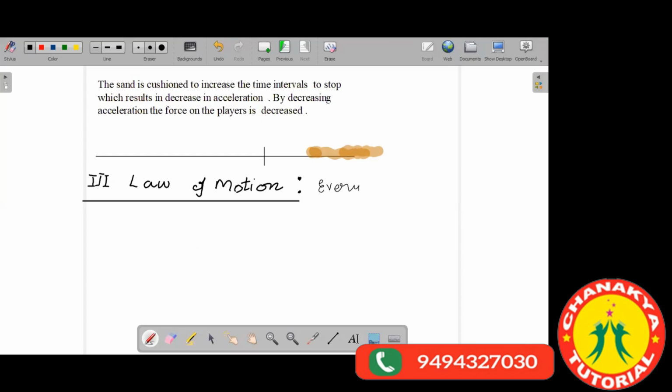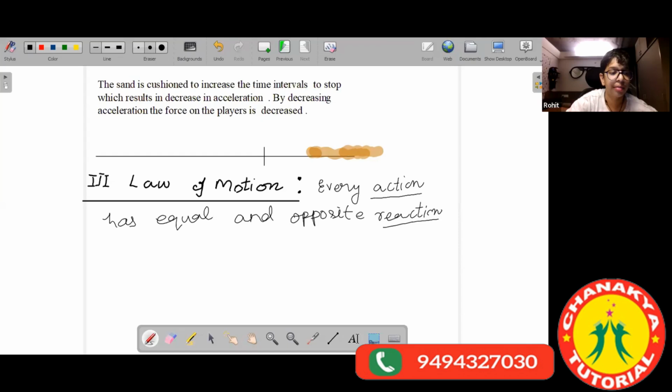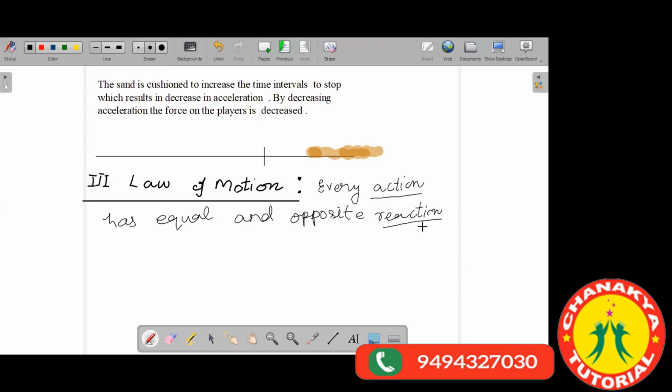Understand this. We see every action, and then I will ask you a question also. Every action has equal and opposite reaction. If you are able to answer my question after this explanation, then it must be clear that yes, you have understood. Now, what are the different concepts that are being cleared here? Sir, action and reaction. Okay, action and reaction.